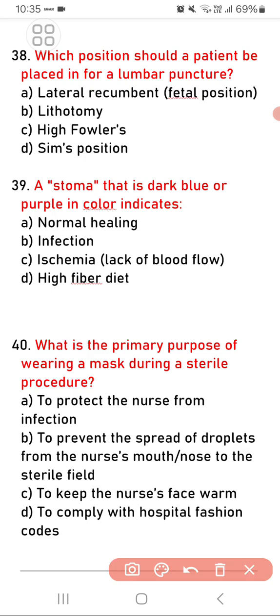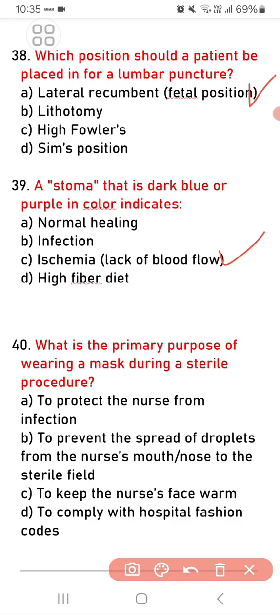Which position should a patient be placed in for a lumbar puncture? Lateral recumbent fetal position. A stoma that is dark blue or purple in color indicates ischemia.